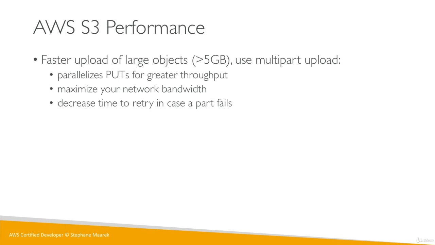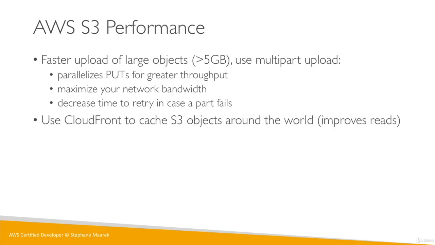So if you upload a 5 terabyte file in one part, and the whole thing fails, then you have to re-upload 5 terabytes. But when you use multi-part upload, and you have to whenever the file is large anyway, you upload small parts one by one, and if a part fails, you can just re-upload that part. So to upload large objects, you need to use multi-part upload.